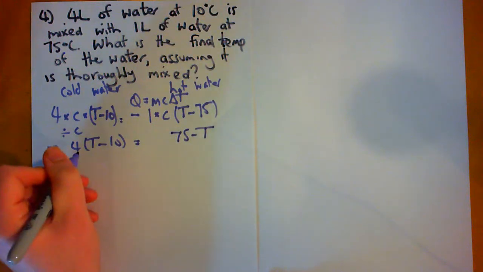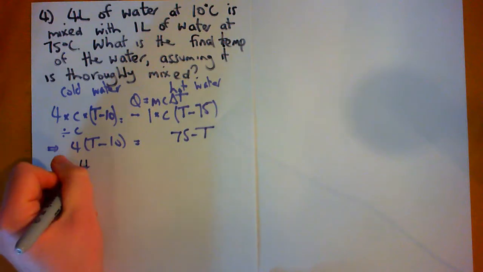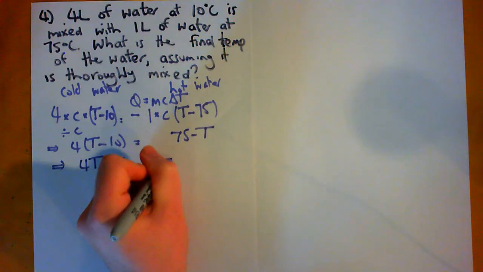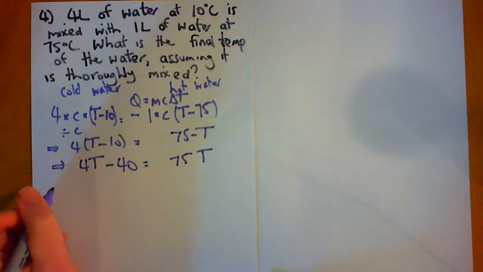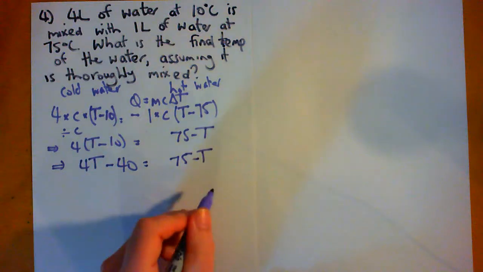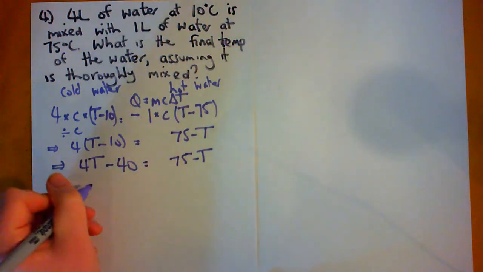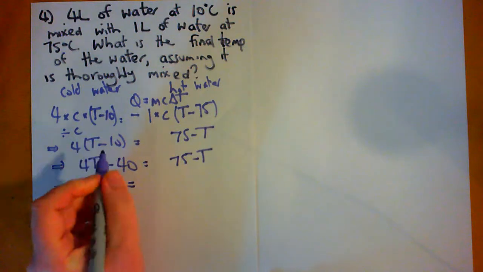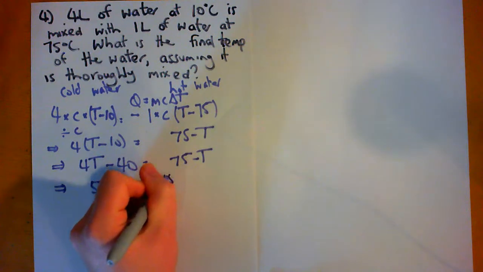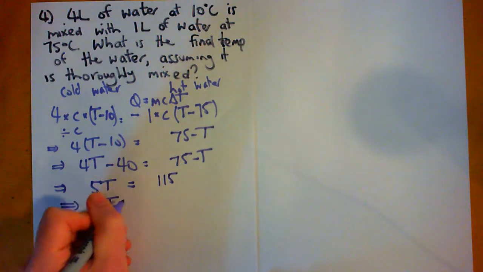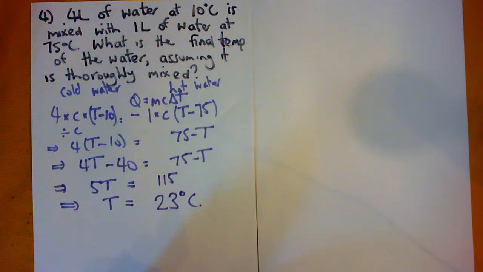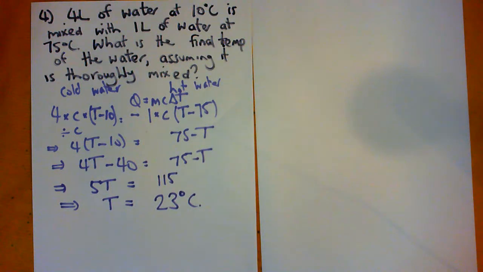Okay, so therefore, if we multiply the 4 into this bracket, we get 4T minus 40 equals 75 minus T, and it's a matter of solving that equation for T. So if we add T to both sides, we'll get 5T on the left equals, add 40 as well, so we get 75 plus 40, which is 115, and dividing by 5 tells us that T equals 23, so the final temperature of the mixture is 23 degrees Celsius.